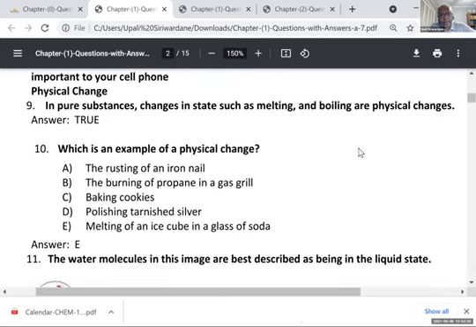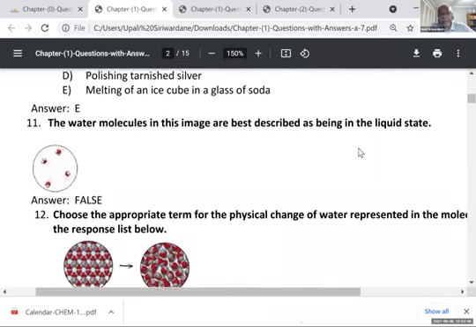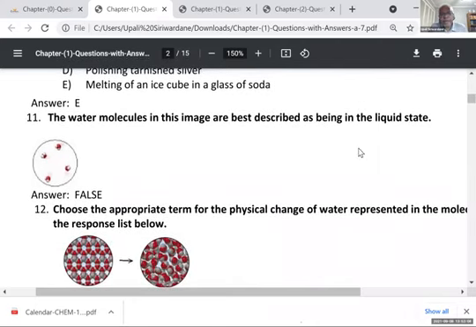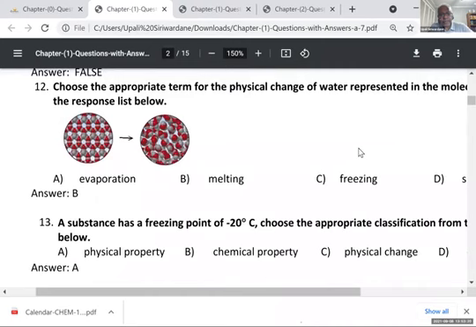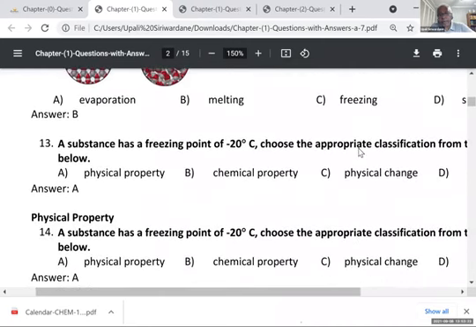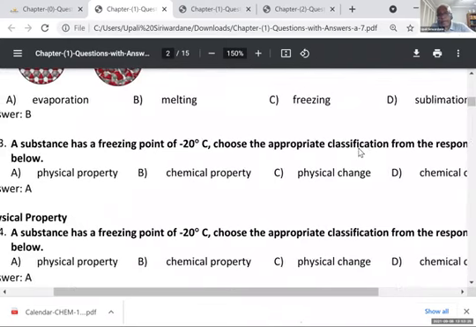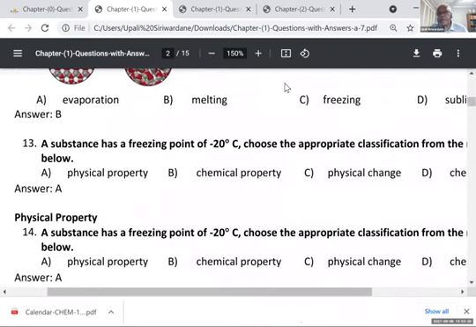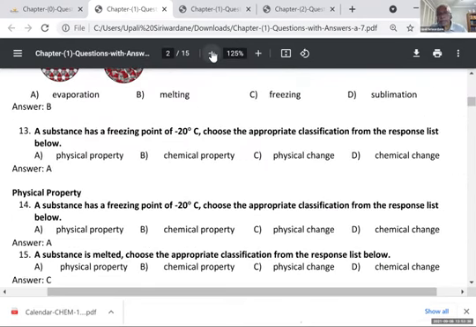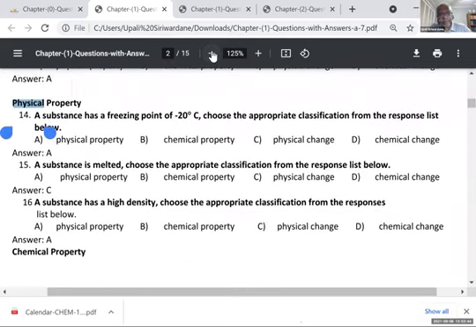Number 11. Water molecules in this image are best classified as being in the liquid state. That's not true. Liquid particles are close together, so that's false. Number 13. I may have to change the size a little bit. Okay, that's better. Number 15.